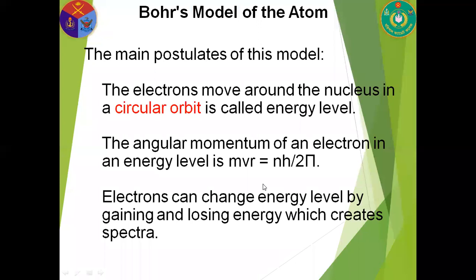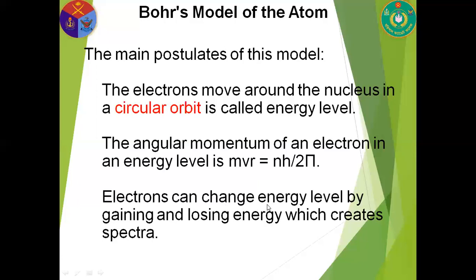It is called an energy level. Angular momentum of an electron in a definite energy level is mvr equals nh by 2π. Here m is the mass of the electron, v the velocity of the electron, r the radius of the orbit, h is Planck's constant, and n is the number of the orbit.